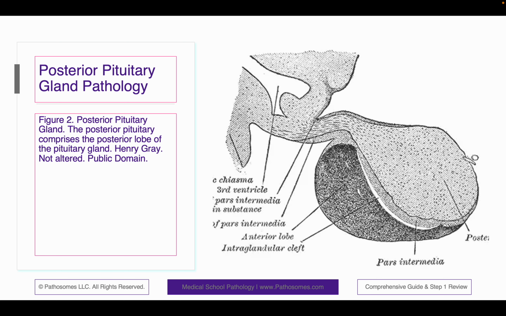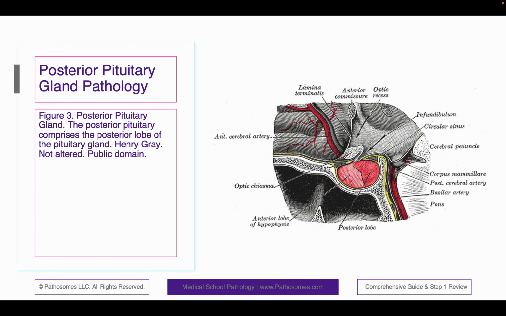So, here we have a cartoon of a posterior pituitary comprising the posterior lobe of the pituitary gland. Thanks so much, Dr. Gray. Now, another cartoon showcasing the posterior pituitary comprising the posterior lobe of the pituitary gland. It's a lot of P's. But can you see it there? Do you see the posterior lobe? Do you see the anterior lobe?